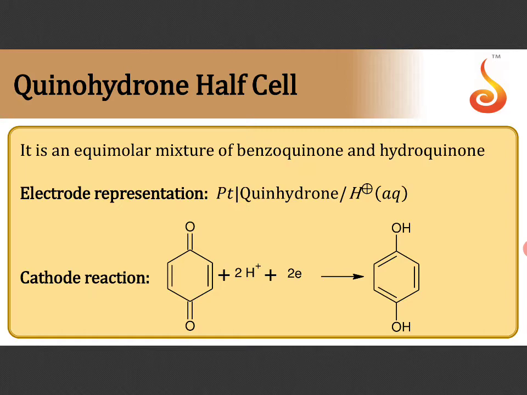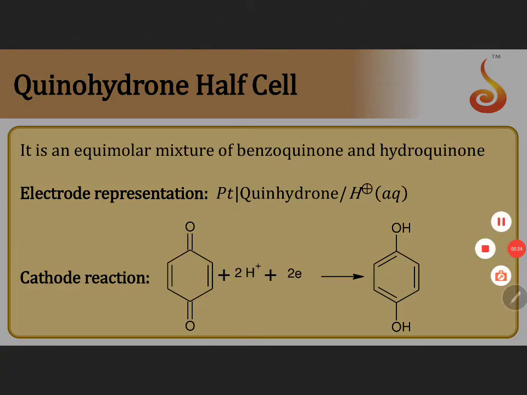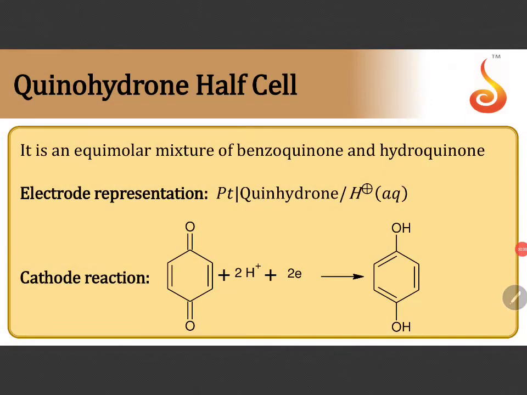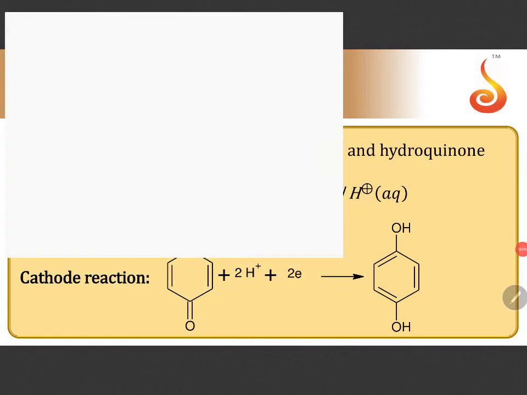Once a half cell is given, all of you should know how to write the Nernst equation. That is the application of this slide. So let me explain a couple of things in quinhydrone, because this is the only one, and Kolbe's electrolysis. These are the two organic electrodes that you have.